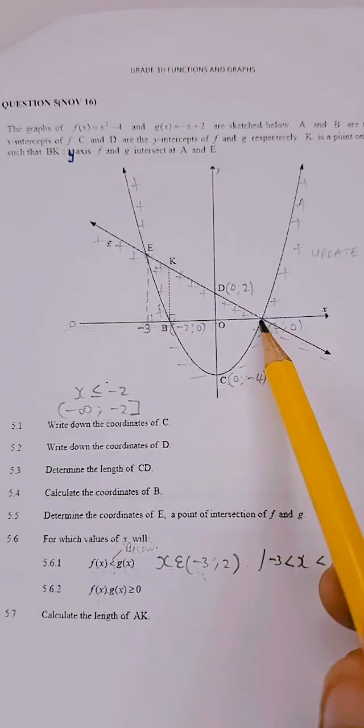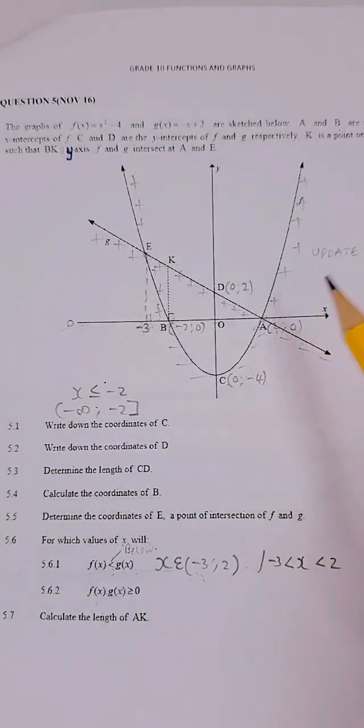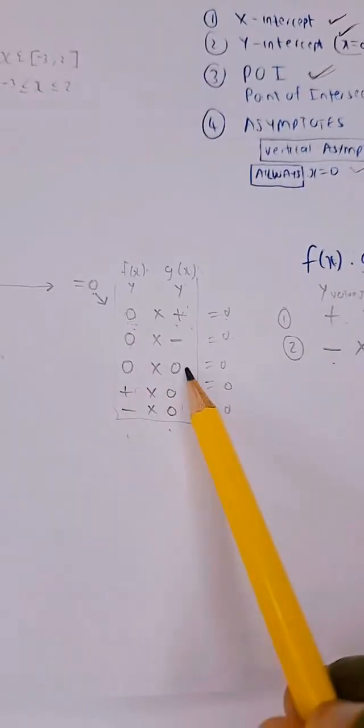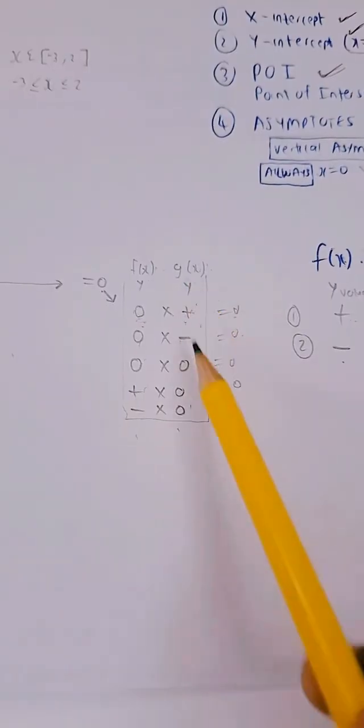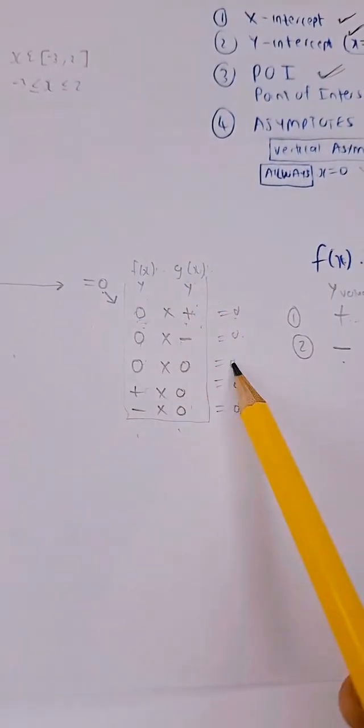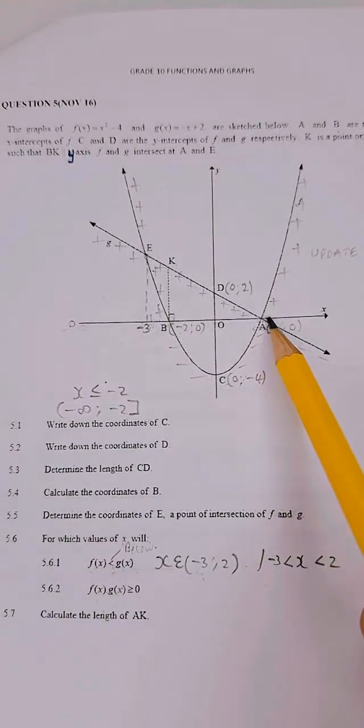What about at 2 exactly? f of x, the y is 0. g of x, the y is 0. 0 times 0 is 0. We need that. Remember, the y for f of x is 0 and the y for g of x is 0. That's equal to 0. That's a combination that we need. So that means we have an answer at 4.